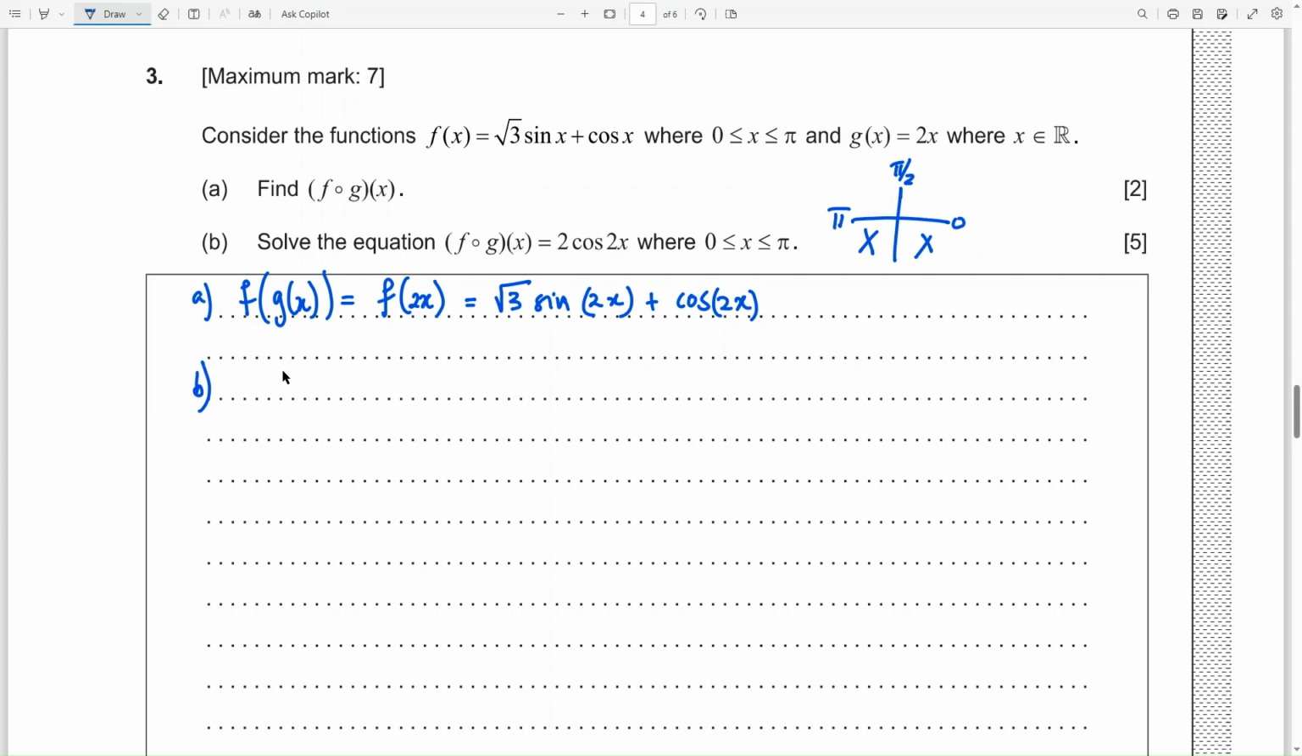Okay, so that's going to be square root 3 sine 2x plus cos 2x is equal to 2 cos 2x. Those are like terms. So when we subtract cos 2x from both sides, picture like you're doing 2a minus a. What you get? You get a. So 2 cos 2x minus cos 2x is cos 2x. And here we remain with square root 3 sine 2x.